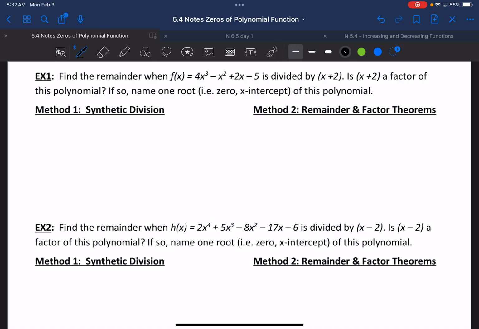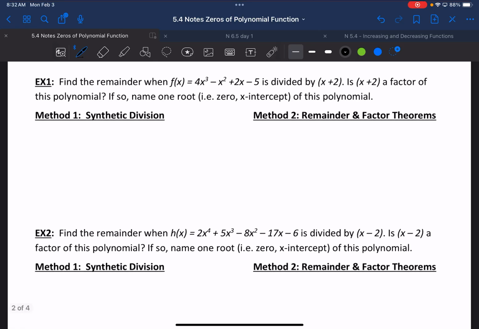All right, let's see what we came up with here. So for example 1, method 1, the first method we should use is our synthetic division. So what are we dividing by if our factor is x plus 2? What are we going to put in that box? Right. So we change the sign, and then we've got all of our coefficients. So we got 4, -1, 2, and -5, right?